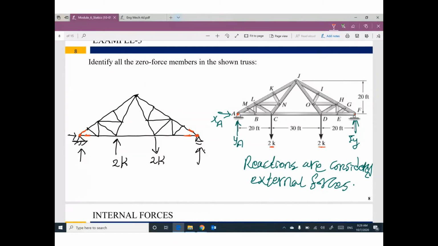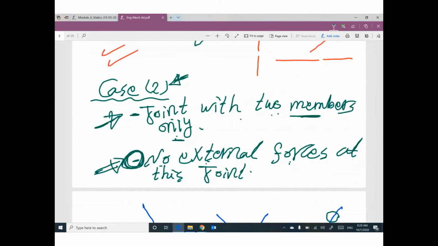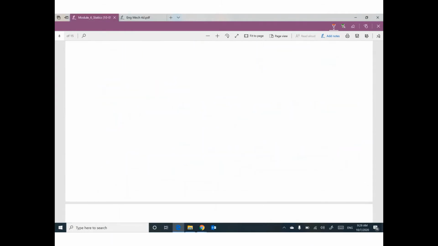Do you think we have external forces? Yes, I think. At joint A, we have a reaction. At joint F, we have a reaction. So no way. I cannot say we have a 0 force member at these locations, because the second condition in this case requires no external forces. So I am done with case number 2.